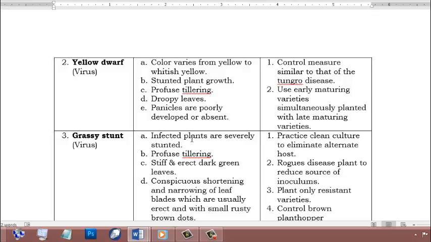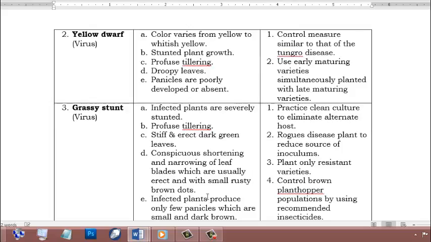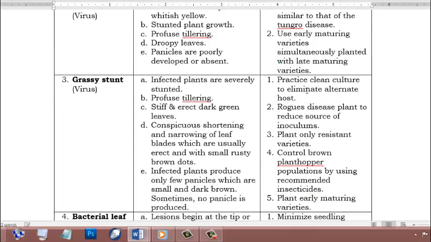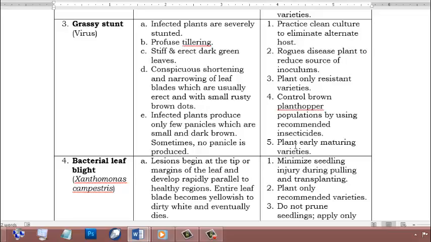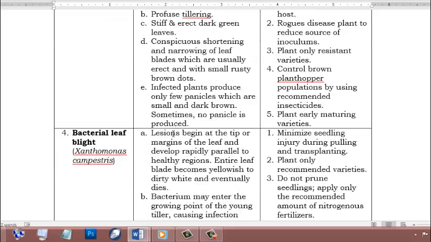Next, grassy stunt. Infected plants are severely stunted, with profuse tillering, stiff and erect dark green leaves. There is conspicuous shortening and narrowing of the blade, which are usually erect and with small rusty dots, brown dots. Practice clean culture to eliminate alternate hosts, and rogue diseased plants to reduce the source of inoculum. And number four, we have the bacterial leaf blight. Lesions begin at the tip or margins of the leaf and develop rapidly toward the healthy regions. So these are the symptoms.